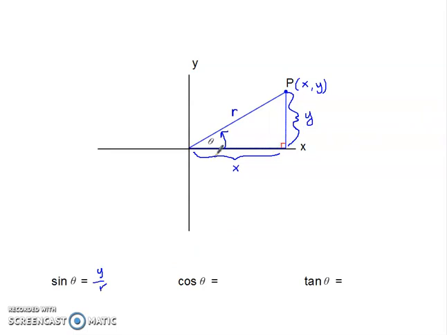My cosine is the adjacent side, the leg that's touching theta, so x over r. And tangent is the opposite side from theta, so that would be y over the adjacent side, which would be x. So tangent of theta is y over x.